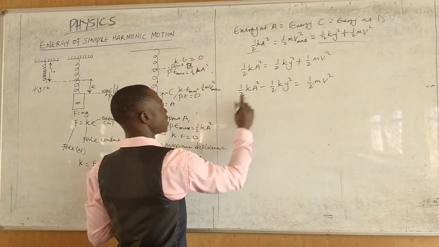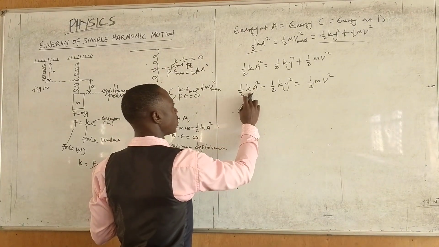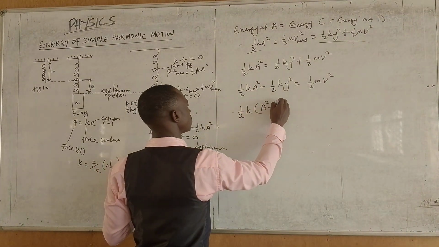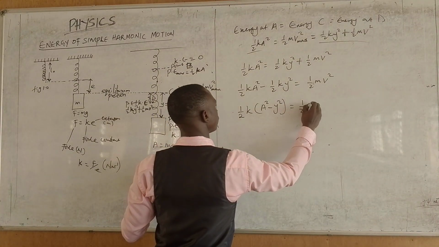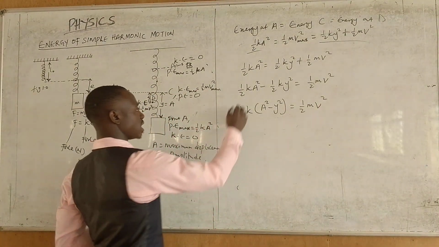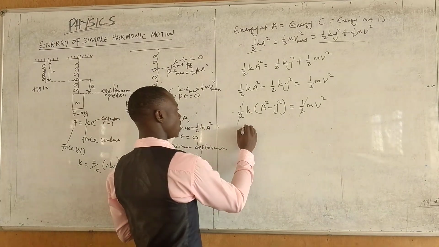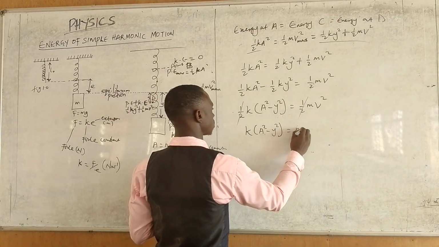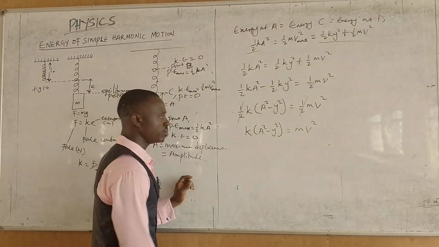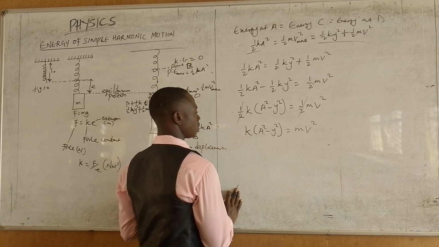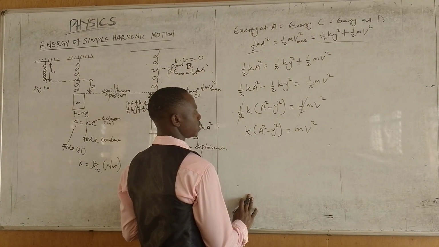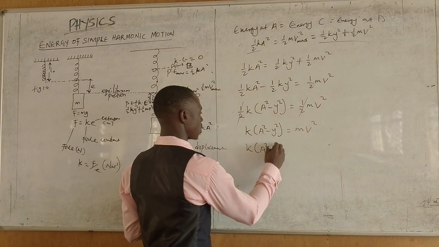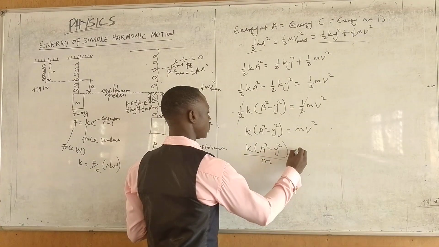Now factorize there. What's common to them? Half and k. So half k, then what do you have inside? A squared minus y squared equals half mv squared. So half can cancel half here. What are we left with? k into A squared minus y squared equals mv squared. Make v the subject of formula. If you do that, we are going to have k into A squared minus y squared all over m equals v squared.